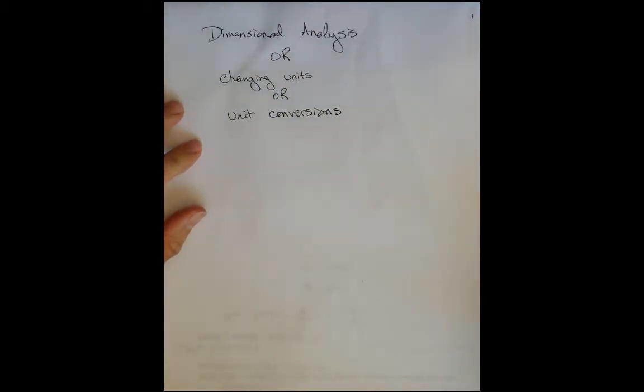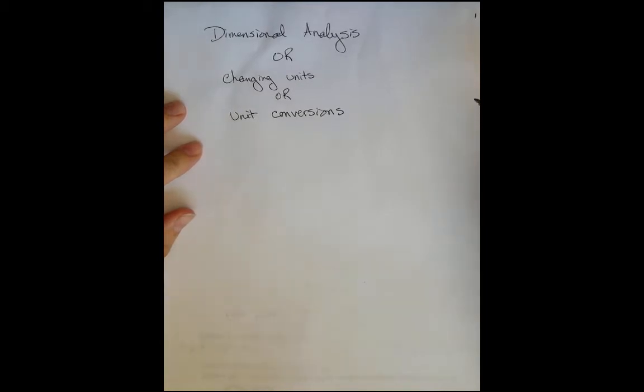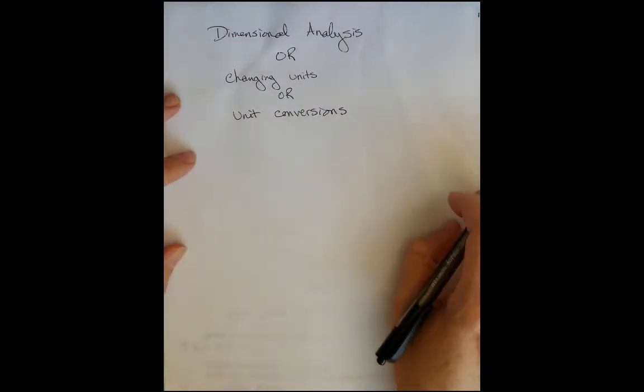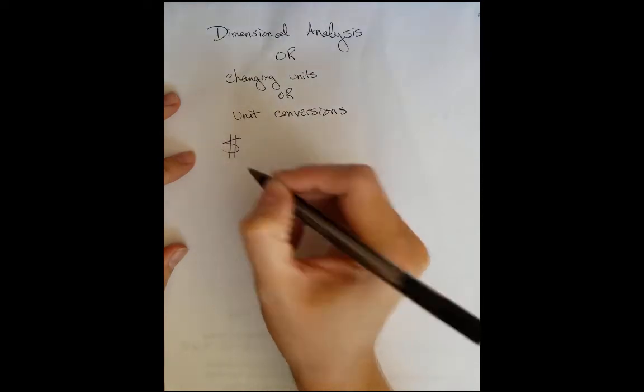Something that's common in chemistry and many other science courses is a need to do some sort of unit conversions or dimensional analysis or changing units, whatever you'd like to call it. When you're just starting out with this, I actually like to think about money because it's usually some sort of currency that you're familiar with.